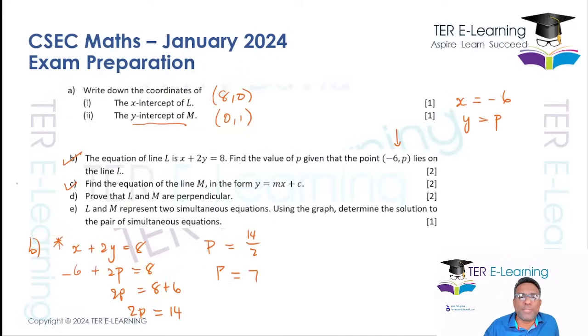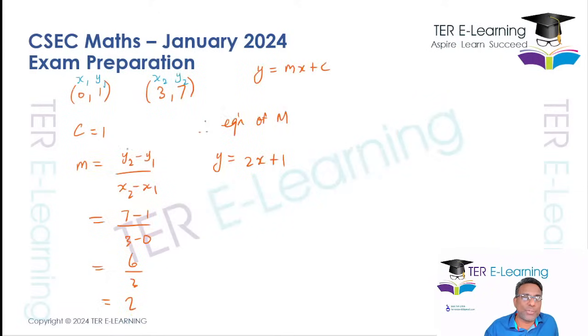Now let's see what else we have to do. Next, we have to prove that L and M are perpendicular. Now, you know what the equation of L was. It's x plus 2y is equal to 8. So this is L, and the equation is x plus 2y is equal to 8. Now what I need to do is figure out the gradient of L.